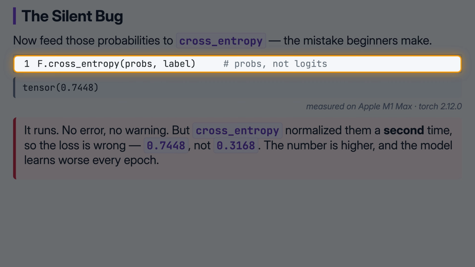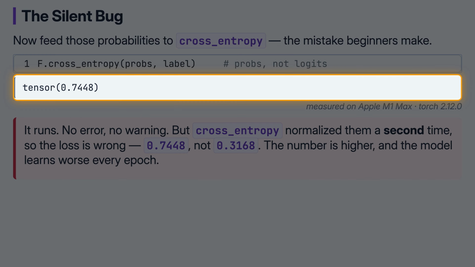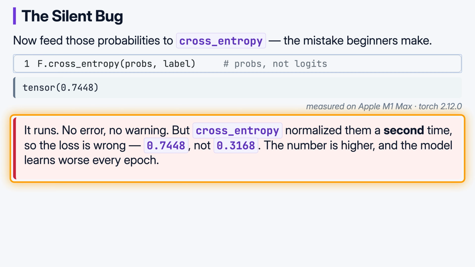Now the mistake. We take those probabilities and feed them to F.cross_entropy, thinking we're being helpful. Probs this time, not logits. And look, it runs. Out comes tensor 0.7448. No error, no warning, just a number. But that number is wrong. Cross-entropy expected logits, so it ran softmax on your probabilities a second time, normalizing what was already normalized. The correct loss was 0.3168. This says 0.7448. Nothing crashes, and the model quietly learns worse.